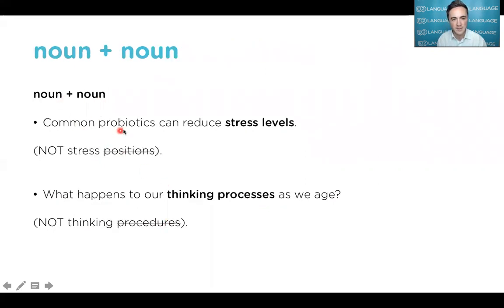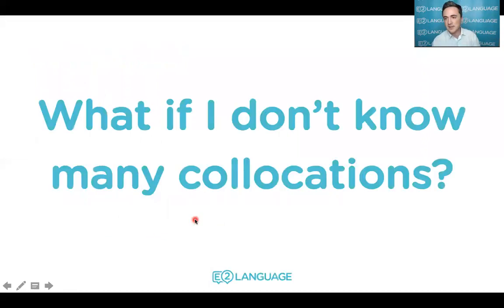Noun, noun. Common probiotics can reduce stress levels. Noun, stress, levels is also a noun. Stress levels, not stress positions. This is the collocation, stress levels. What happens to our thinking processes as we age? Not thinking procedures. Cool. So there's some examples.